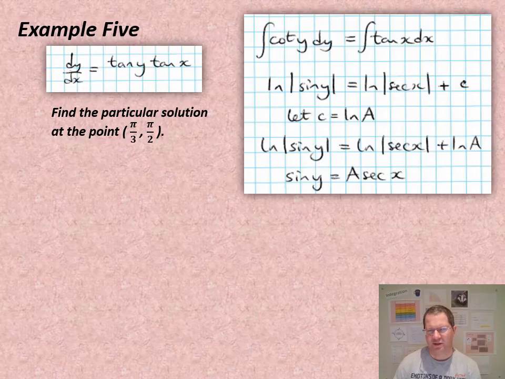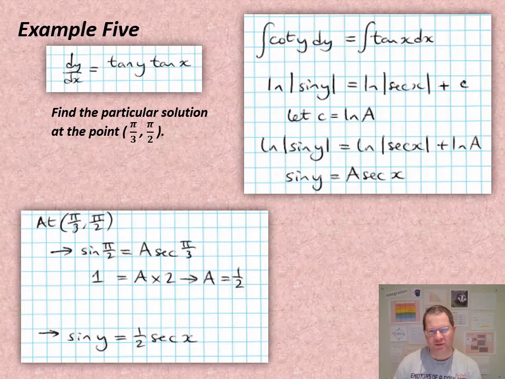And as we see, we've got a point, pi over 3, pi over 2. So if we substitute x equals pi over 3 and y equals pi over 2, we get sine of pi over 2, which is 1, is equal to a sec pi over 3. That's a times 2, so a is a half, which means that sin y is half of sec x.